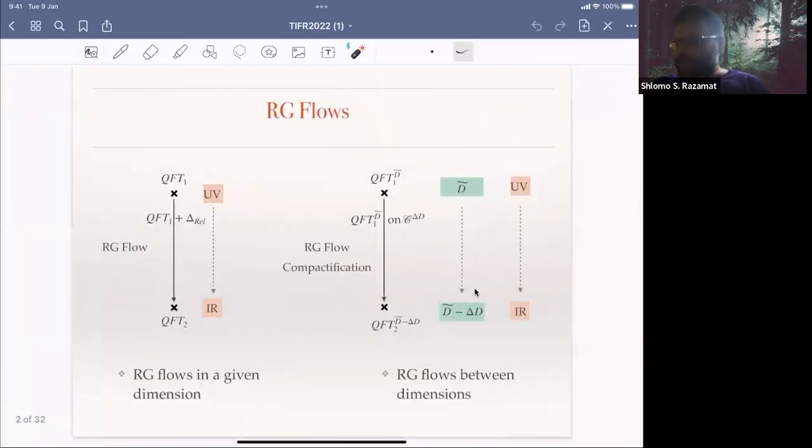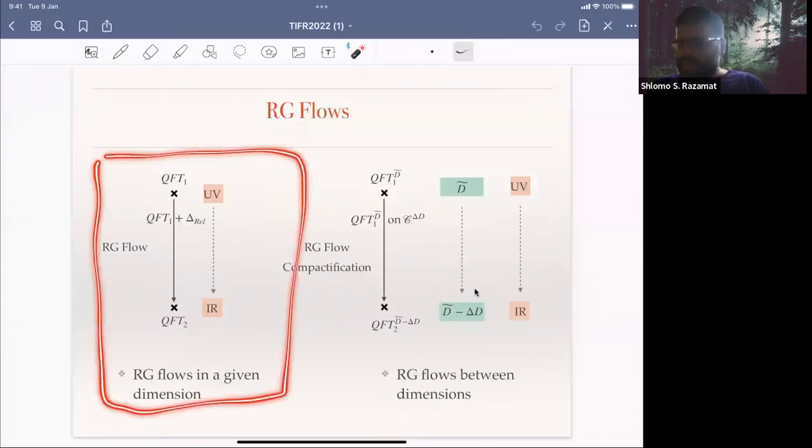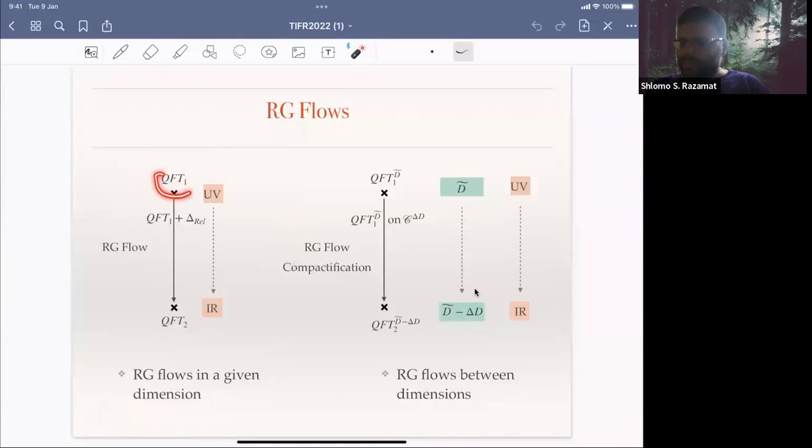Okay, so the basic topic of the talk will be to understand various aspects of renormalization group flows in a very particular way. So here is the usual way we understand RG flows. You start from some quantum field theory, it might be a conformal field theory, an effective field theory. In the UV, you deform it by some relevant operator and you flow to some different quantum field theory in the infrared. And when we study such a renormalization group flow, we usually study it by fixing a space-time dimension D.